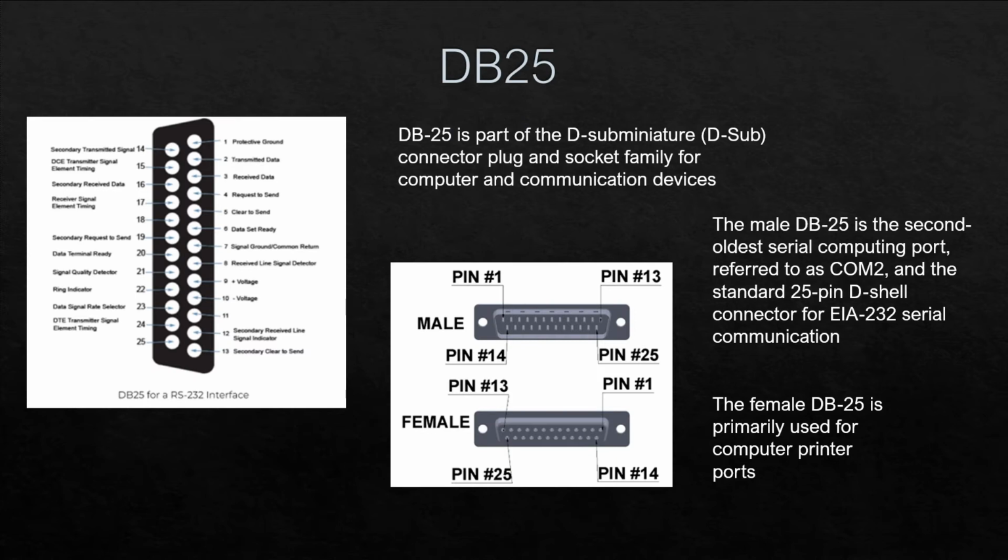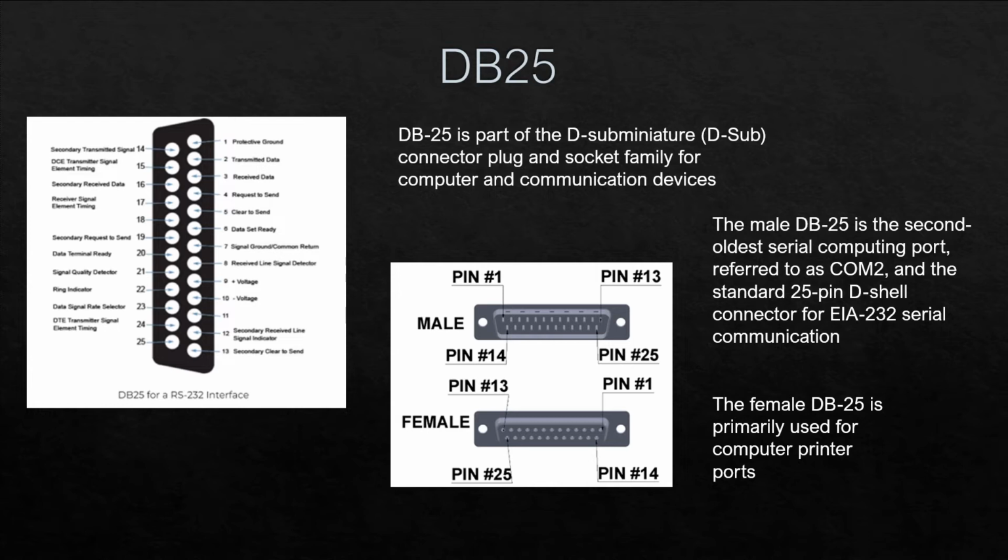And the next, DB25. DB25 is a part of the D-sub connector plug and socket family for computer and communication devices. DB25 is a 25-pin electrical connector for serial and parallel computer ports. It is arranged in two rows with one 13-pin row above another 12-pin row.